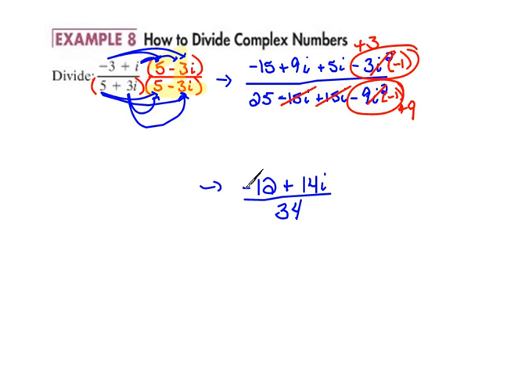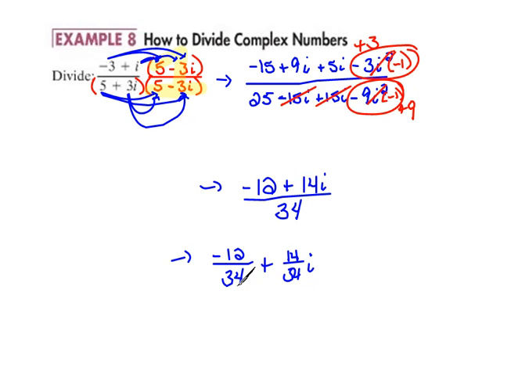Now, this is not the most simplified answer at all. What we need to do is separate this out into two separate fractions so that we see negative 12 over 34 and plus 14 over 34i. Now we're not done yet, because looking at the problem I see there's one more thing I can do. I can simplify each one of these fractions.